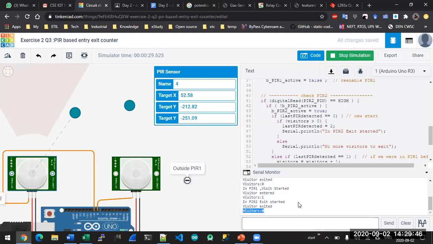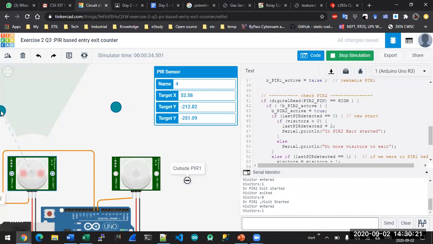Now the other case will be when people are moving one by one, and the visitor counter should be increased beyond 1, to 2 and 3 like this. So we will check that condition now. Now the person is moving from right to left like this. So the visit has started.